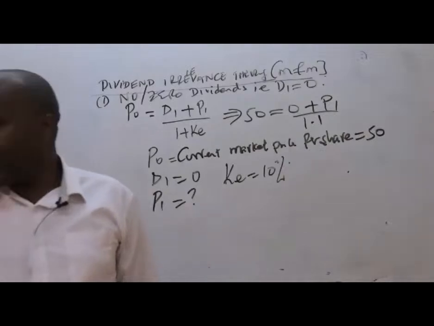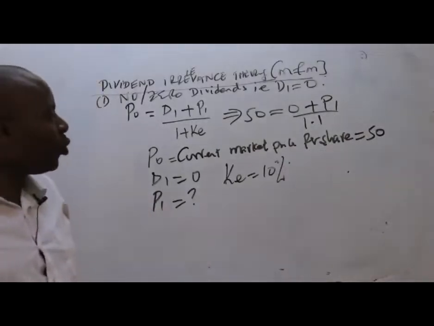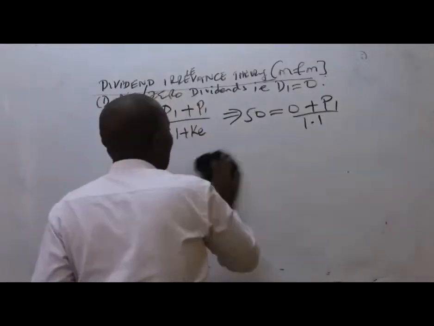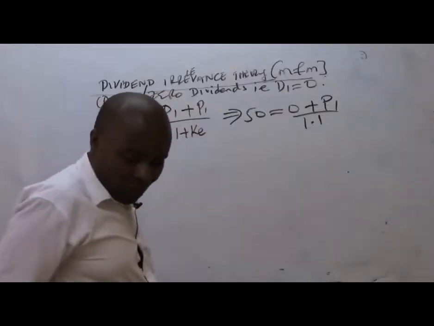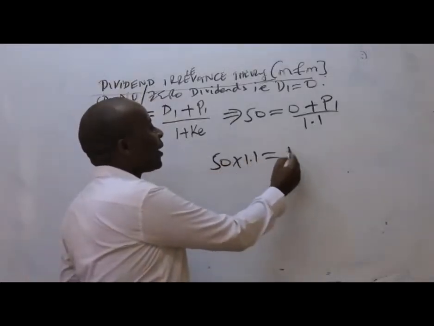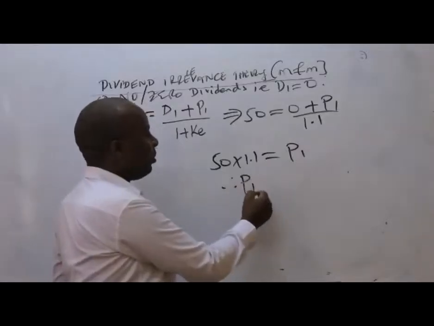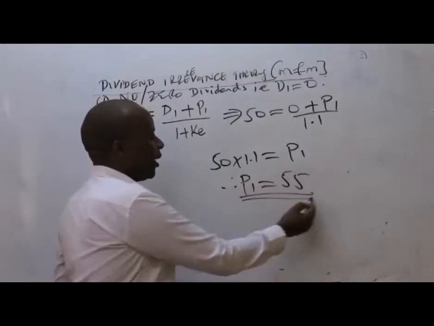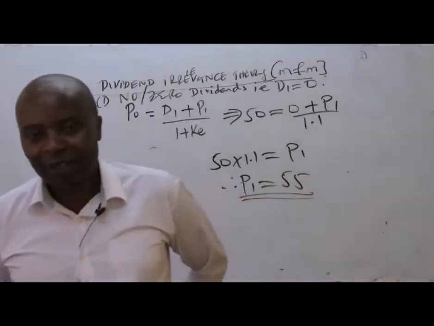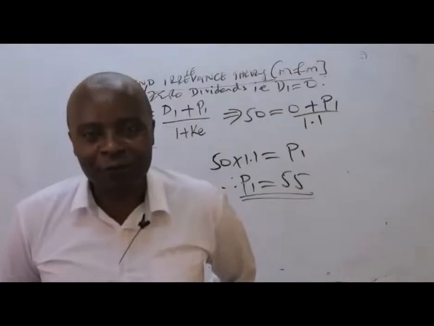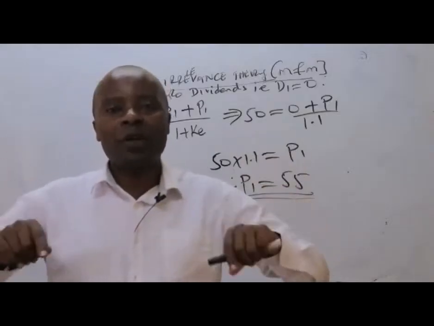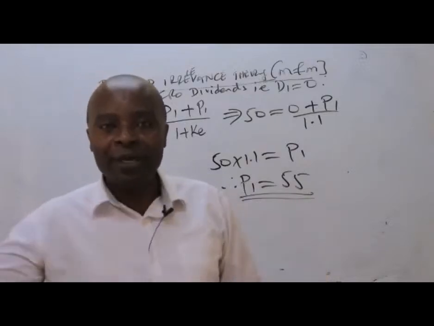So please try to make your rearrangements. If you do your cross multiplications very nicely, ladies and gentlemen, we have here 50 times 1.1 equals P1. Therefore, P1 will be 55. Something that I'm so sure that all my students, if they were to get this kind of a question on an exam, all of them, it would have been a thumbs up.